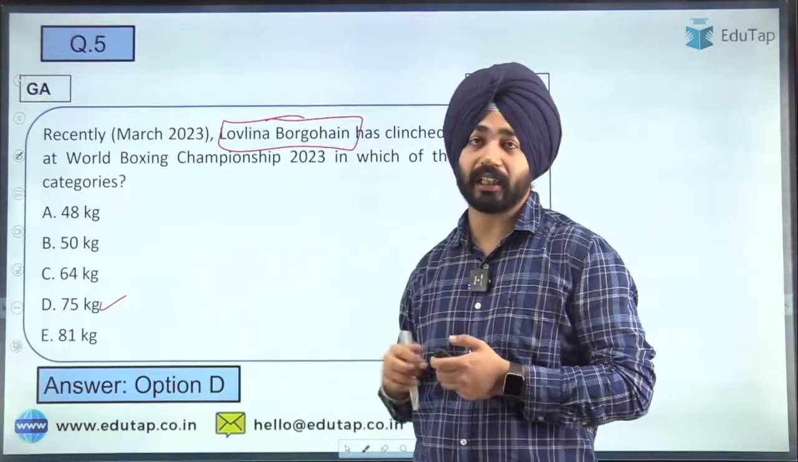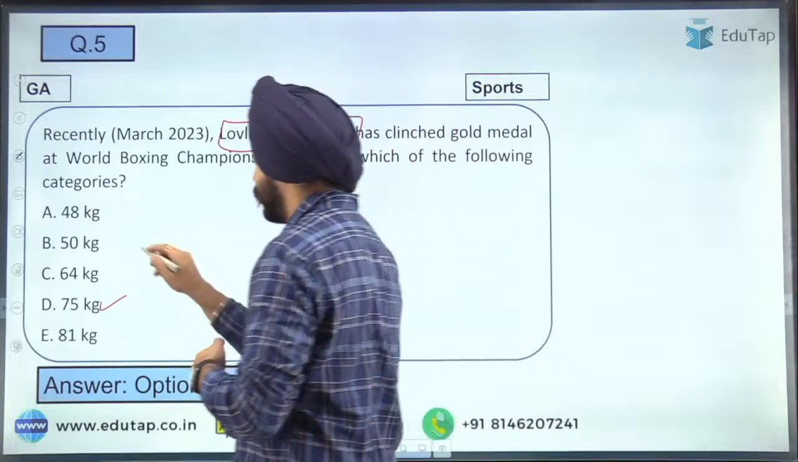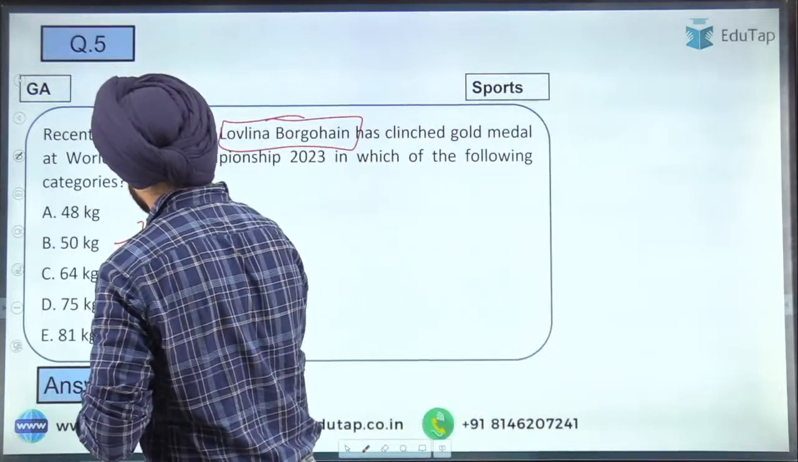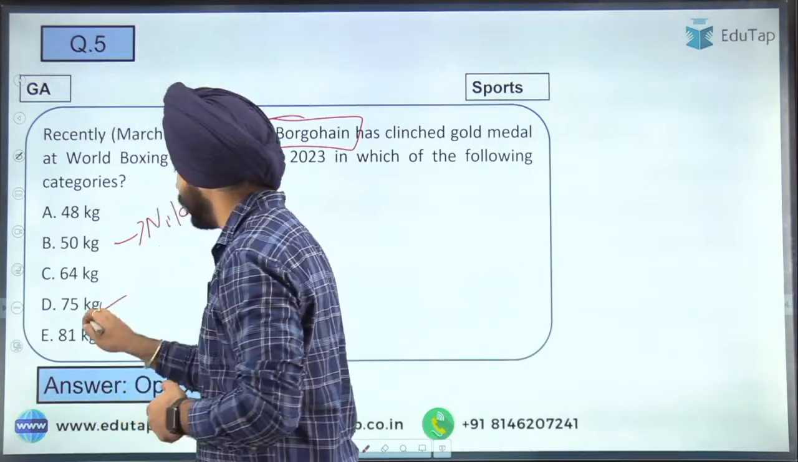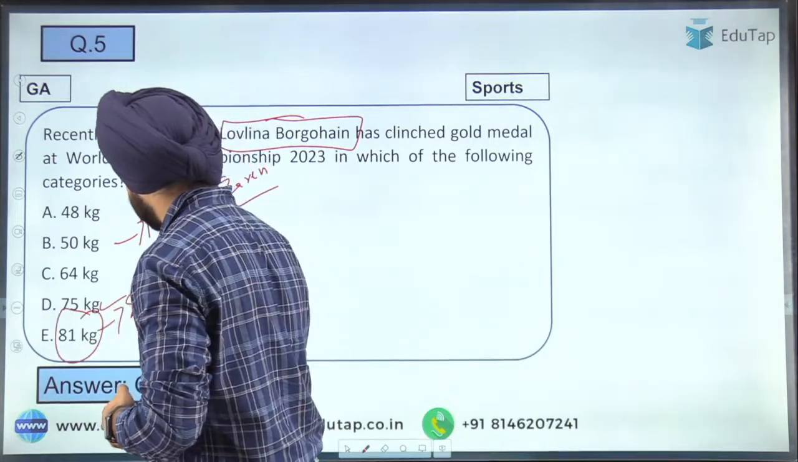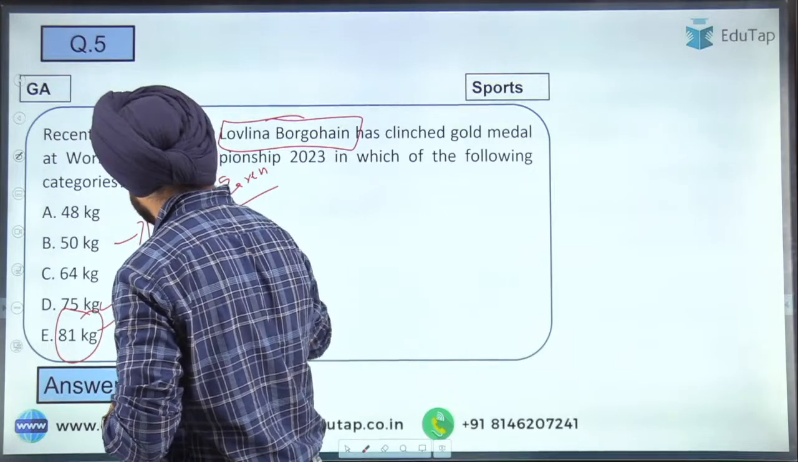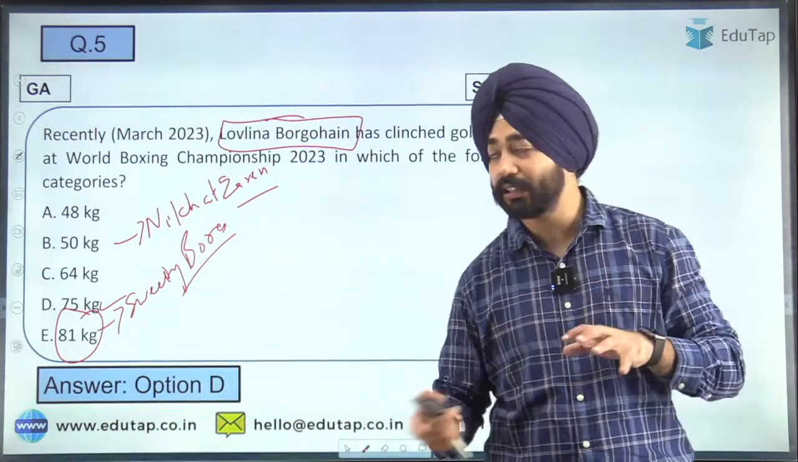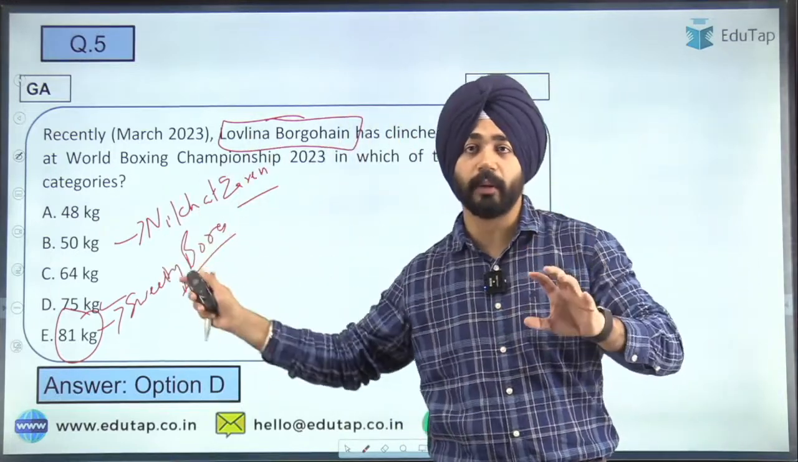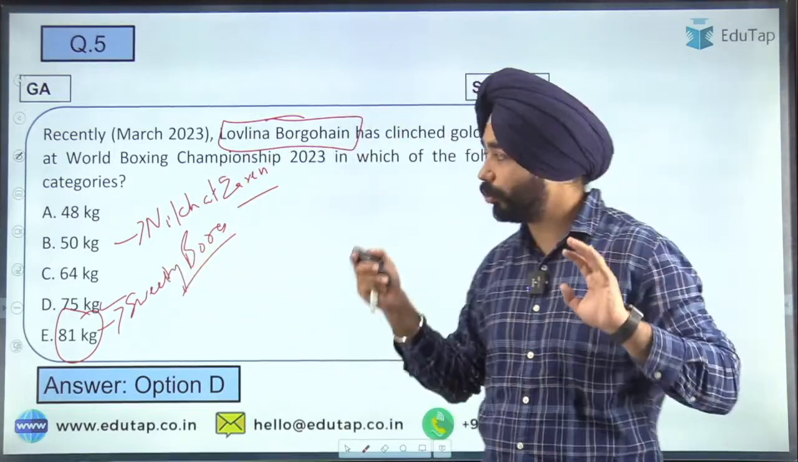48 kg I just read, who was that about? Okay, 50 kg is Nikhat Zareen, 81 kg is Sweety Boora. So these two are important here. So this is how these weight categories should also be remembered, because here again the question can be asked to us.